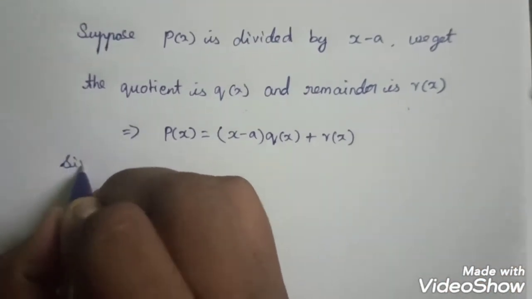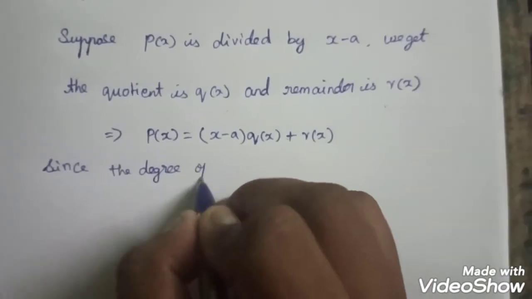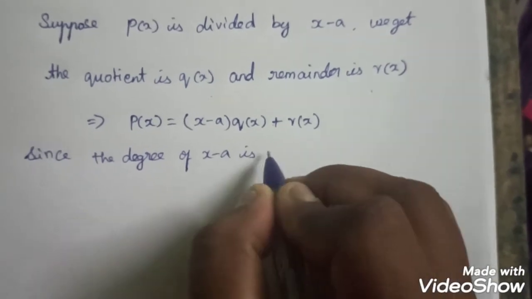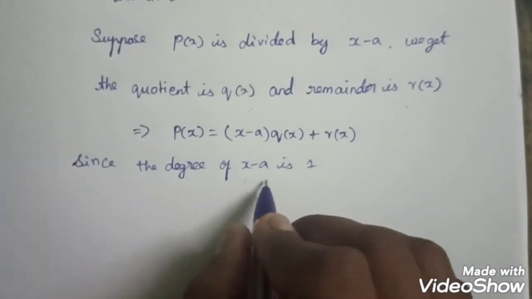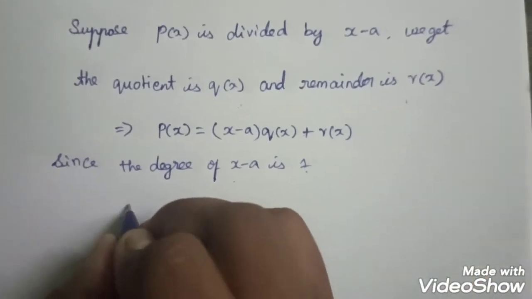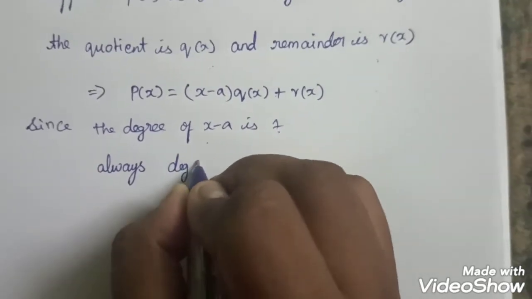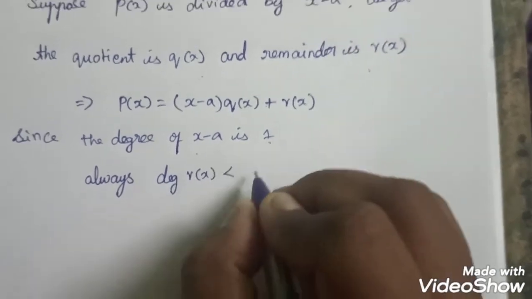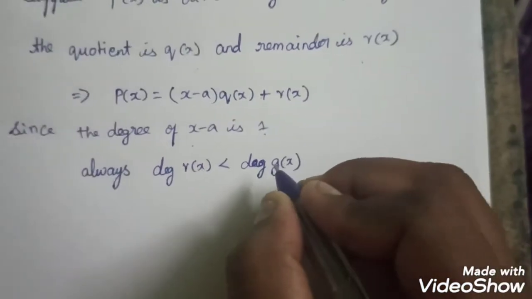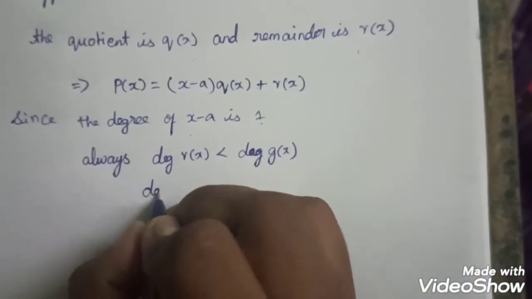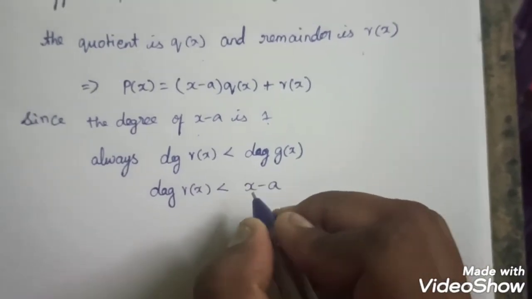Since the degree of x minus a is 1, because this is a linear polynomial, always the degree of r of x is less than the degree of g of x. That means the degree of r of x is less than the degree of x minus a.